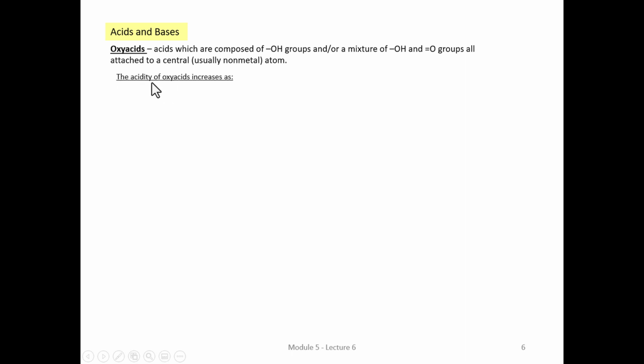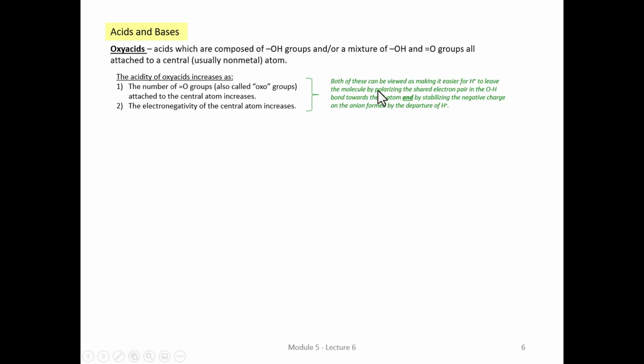And we find that the acidity of oxyacids increases as the number of oxo groups attached to the central atom increases, and as the electronegativity of the central atom increases. Now, both of these can be viewed as making it easier for H+ to leave the molecule by polarizing the shared electron pair in the OH bond towards the oxygen atom, and by stabilizing the negative charge on the anion form by the departure of the H+. Let's look at some examples.